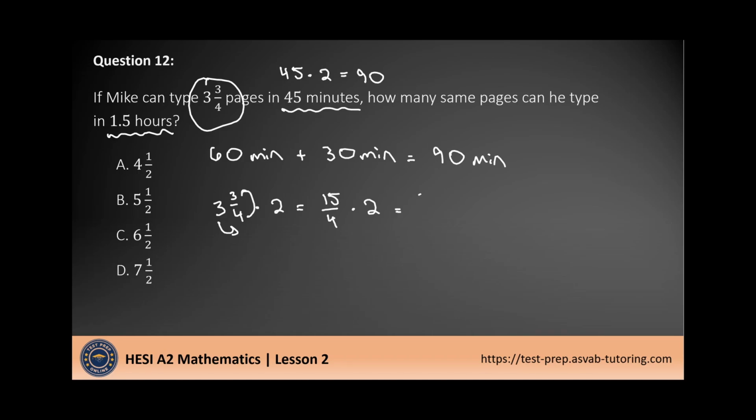equals 30 over 4. Remember, if we have a fraction times a whole number, that whole number just multiplies to the numerator, only to the numerator. 30 over 4 can divide out 2's. So we have 15 over 2. 2 goes into 15 7 times with 1 left over. So our answer is 7.5.